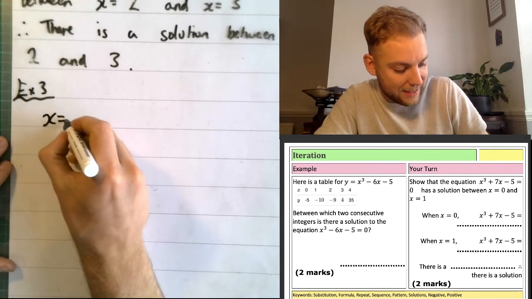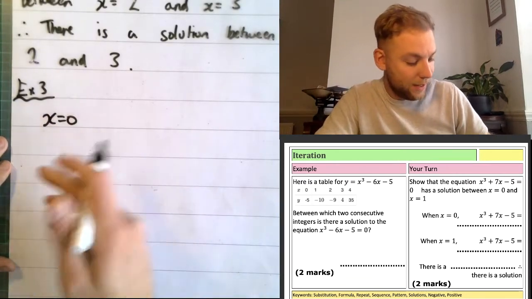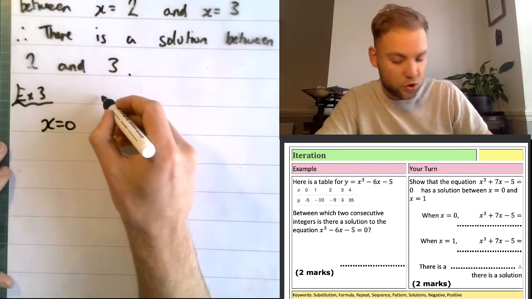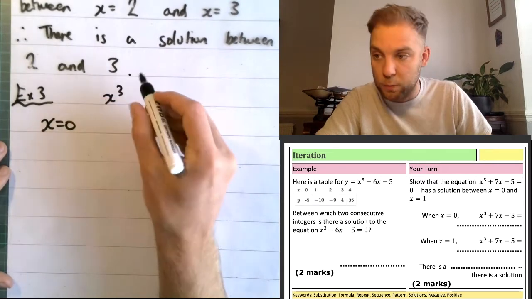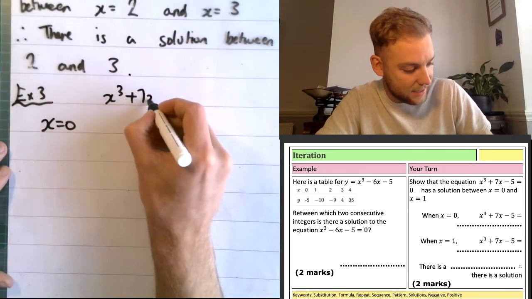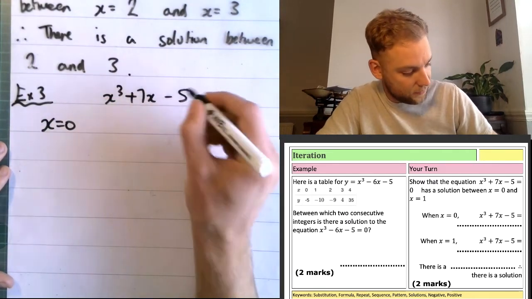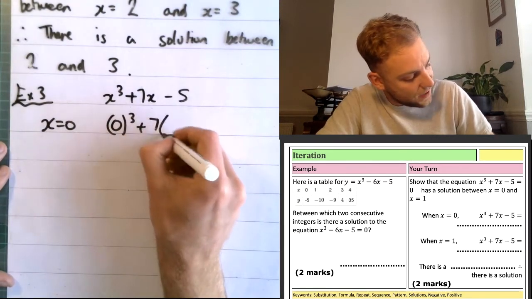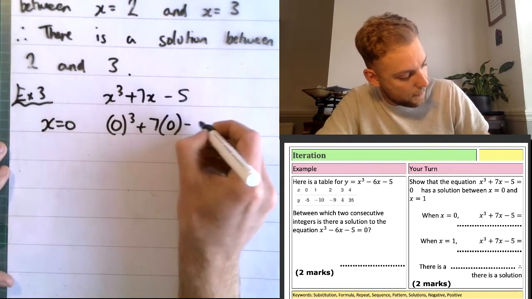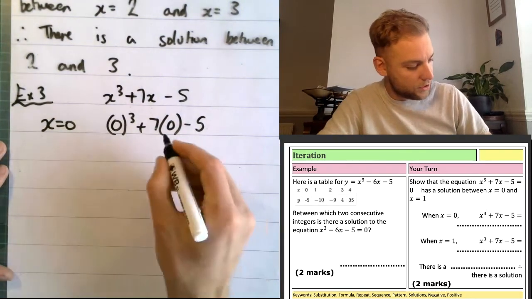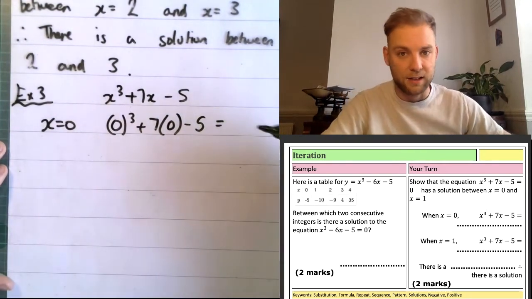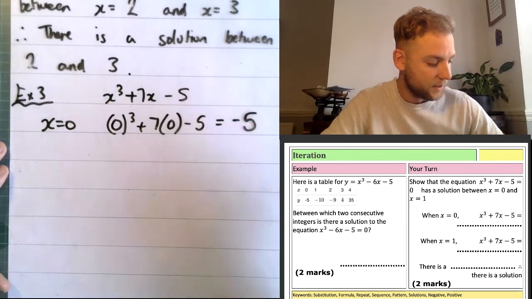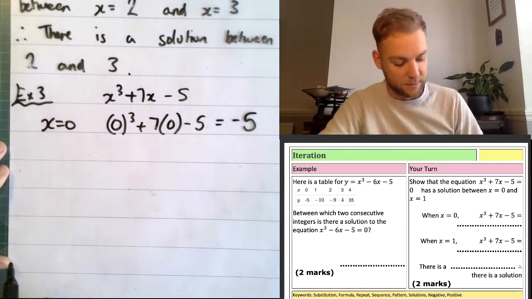First of all, when x is equal to 0, we need to sub in this value here. So we're subbing into x cubed plus 7x minus 5. So let's sub that in. It's going to be 0 cubed plus 7 times by 0 minus 5, which is going to be equal to, you can do it on your calculator, but that's equal to minus 5. 0 plus 0 minus 5 is minus 5.